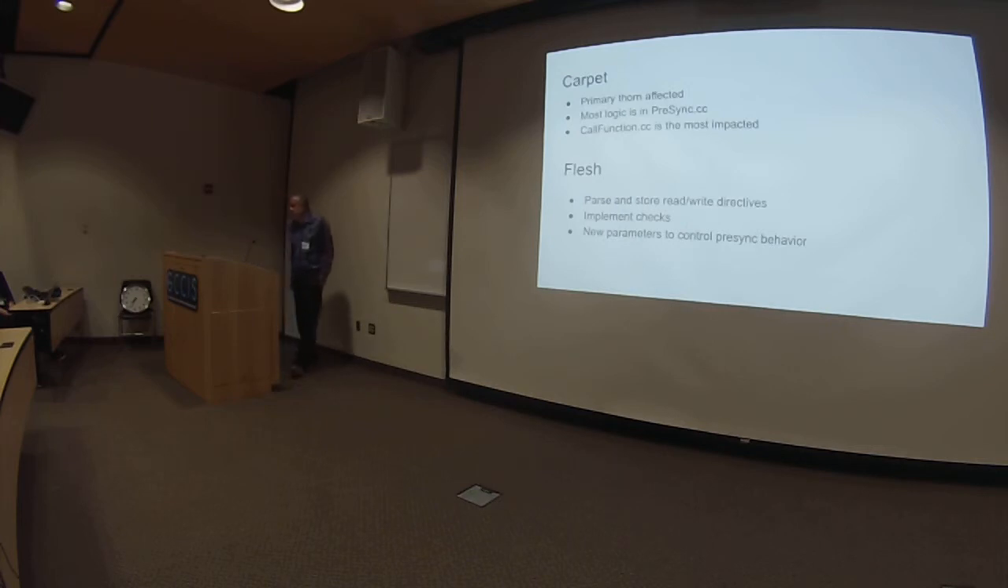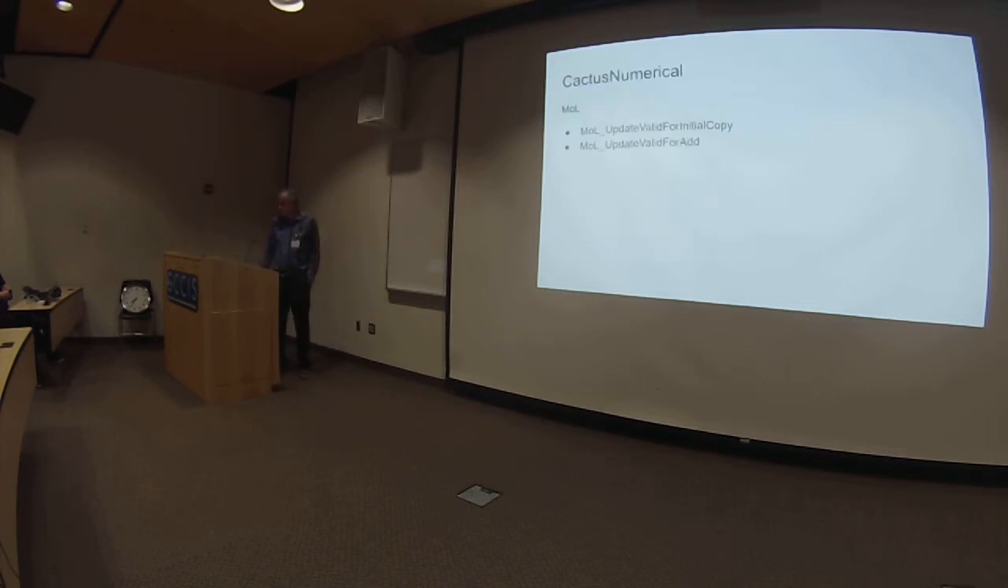So we did that. Call function.cc is the most impacted file if you know Carpet or if you care about it. The flesh is probably the second most impacted. One of the things is that the read-write directives are currently available in the flesh as an array of strings, which aren't parsed. So we add some code in there to parse those, and we implement some of the checks we talked about. Cactus numerical, MoL in particular.